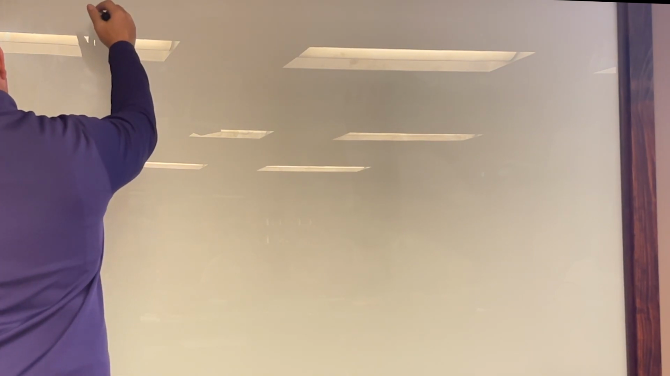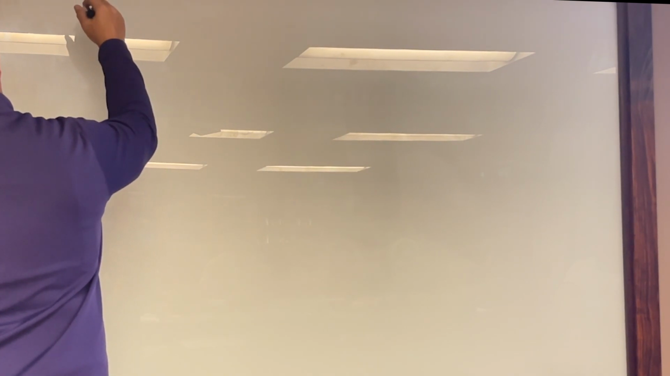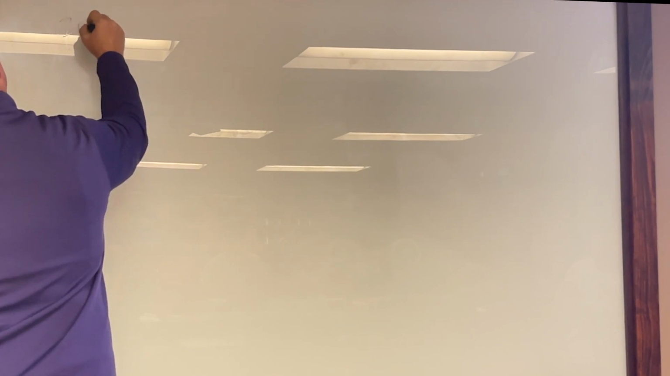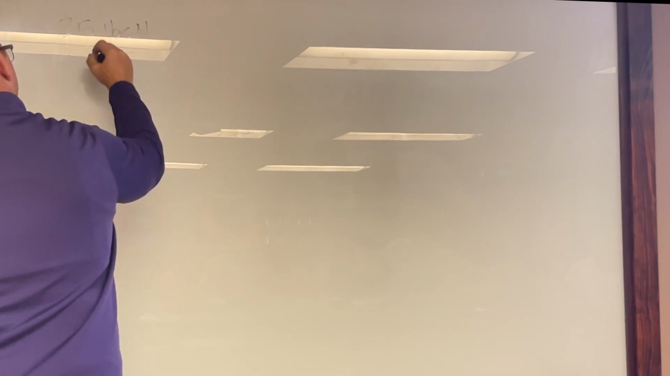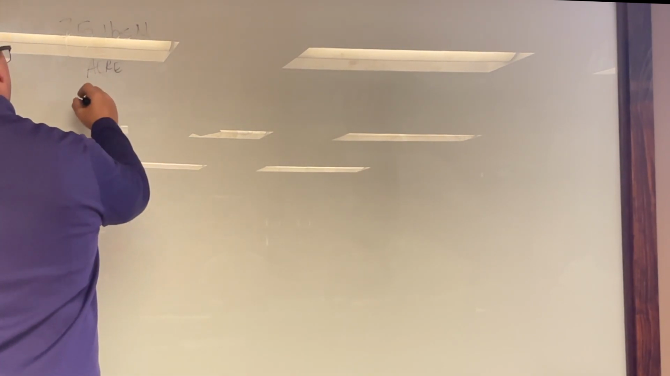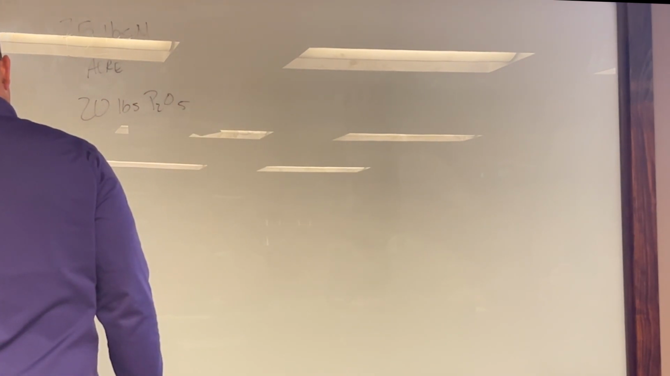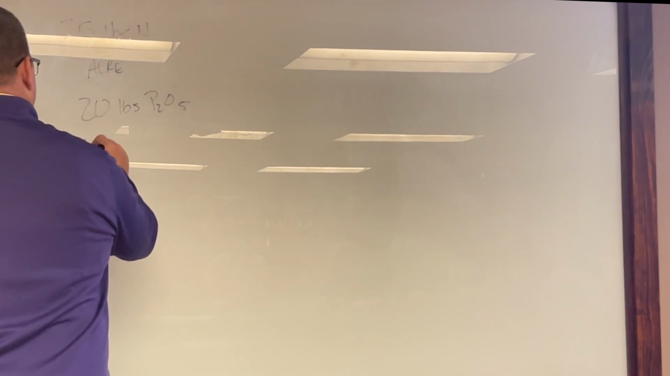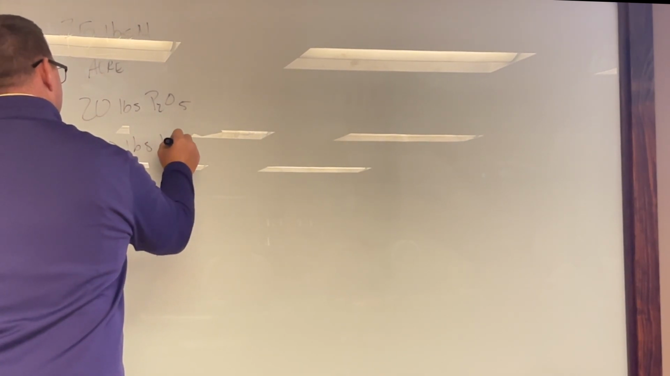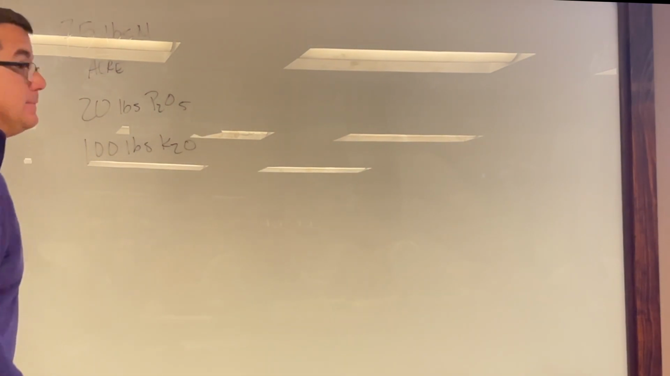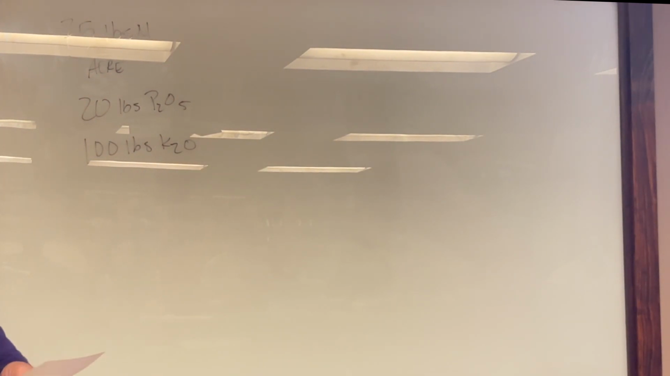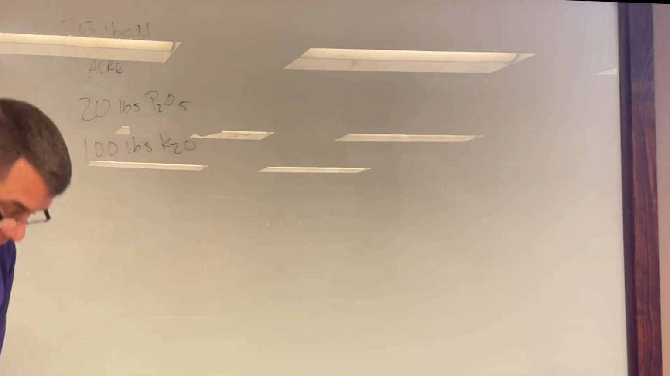All right, let's revisit this for a moment, and we know that we need 75 pounds of N, 20 pounds P2O5, and 100 pounds K2O. I'm setting up the second part. How could we have made that problem a lot easier?